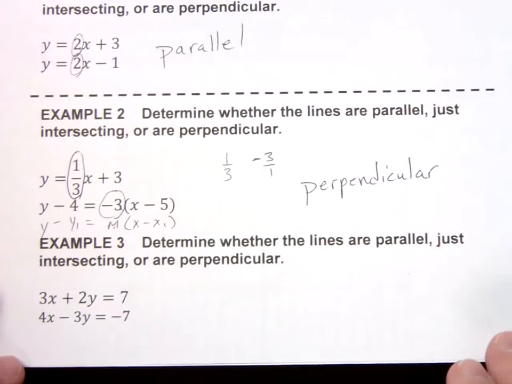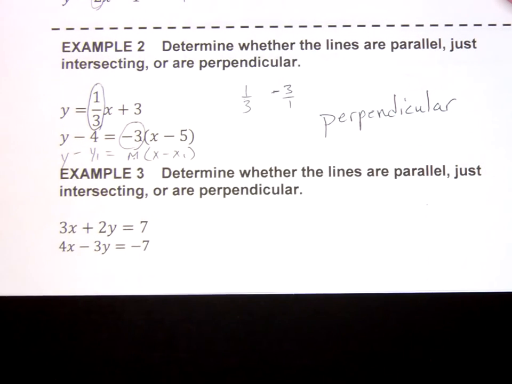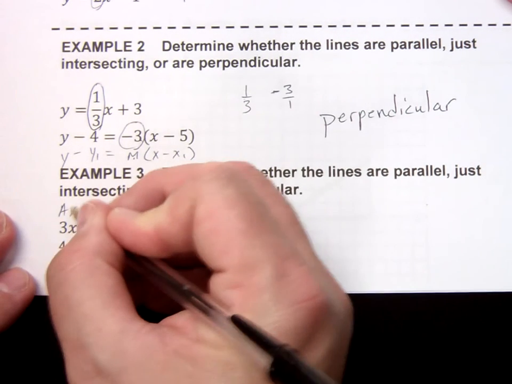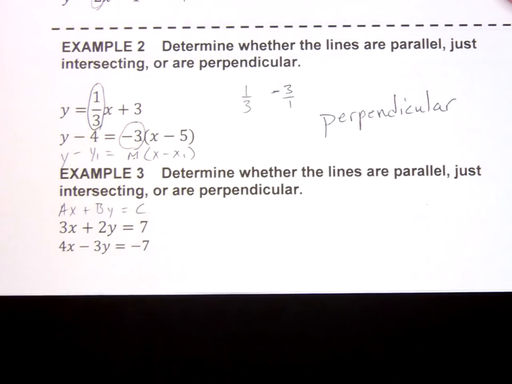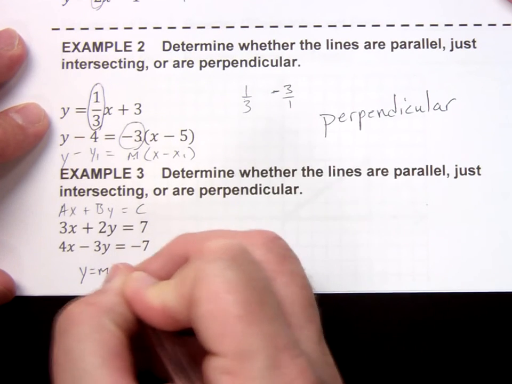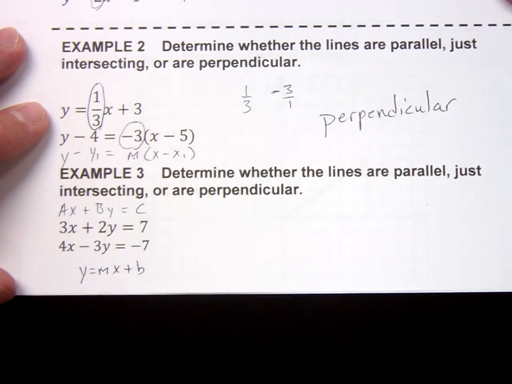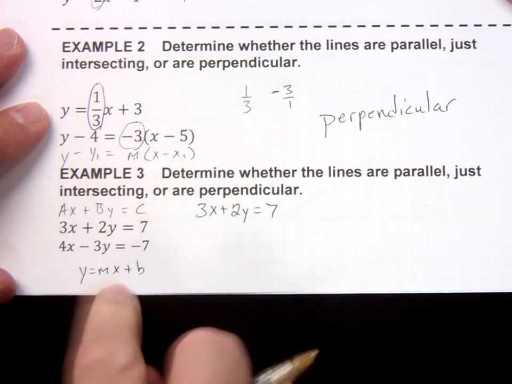Okay, same thing on example 3. Now, the more difficult thing on example 3, however, is that these equations are currently in standard form, ax plus by equals c. So what I need to do is turn them into slope-intercept form so that I can see what the slope is. So I want them to be in this format, y equals mx plus b. So I'm taking this first one and putting it in slope-intercept form.